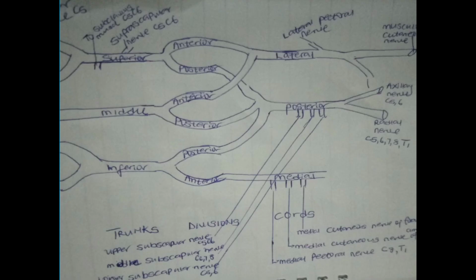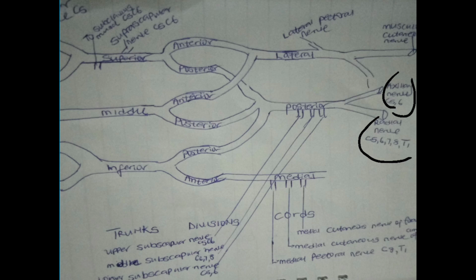Next, we have the terminal branches of the posterior cord. Over here, we have the axillary nerve. The axillary nerve root value C5 and C6. The axillary nerve innervates the teres minor and the deltoid muscle. Also from the posterior cord, we have the radial nerve. The radial nerve root value C5 to C8 and T1. This nerve innervates all the extensor muscles of the arm and forearm.